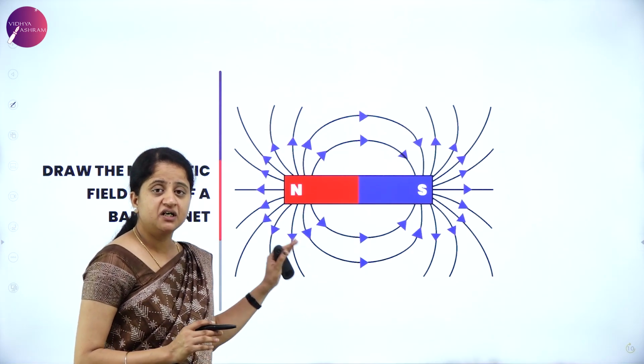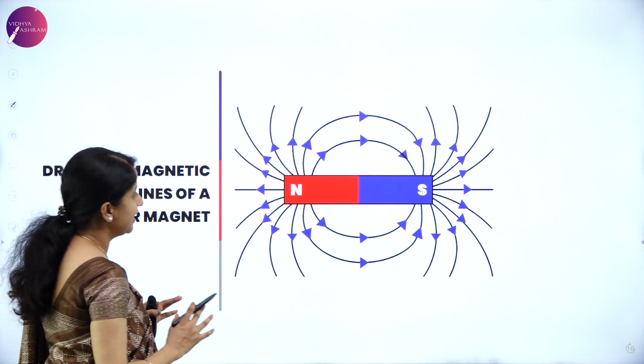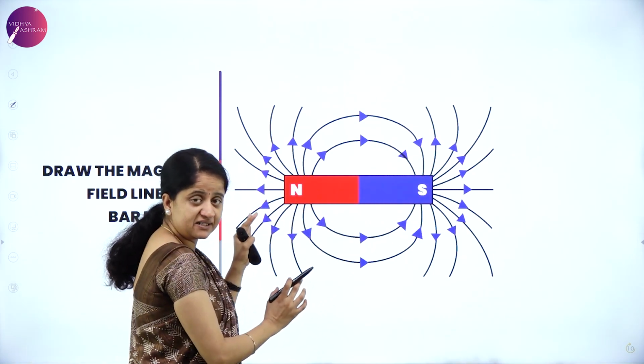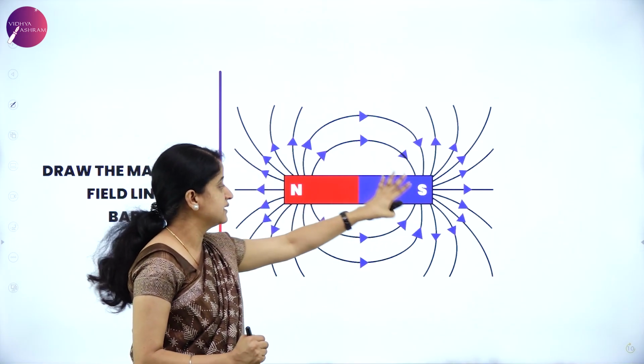Now from this picture, it is very clear to understand the magnetic field lines of a bar magnet. This is a north pole, and this is a south pole. A bar magnet we have considered. We can observe two poles at the ends. So it is a dipole.